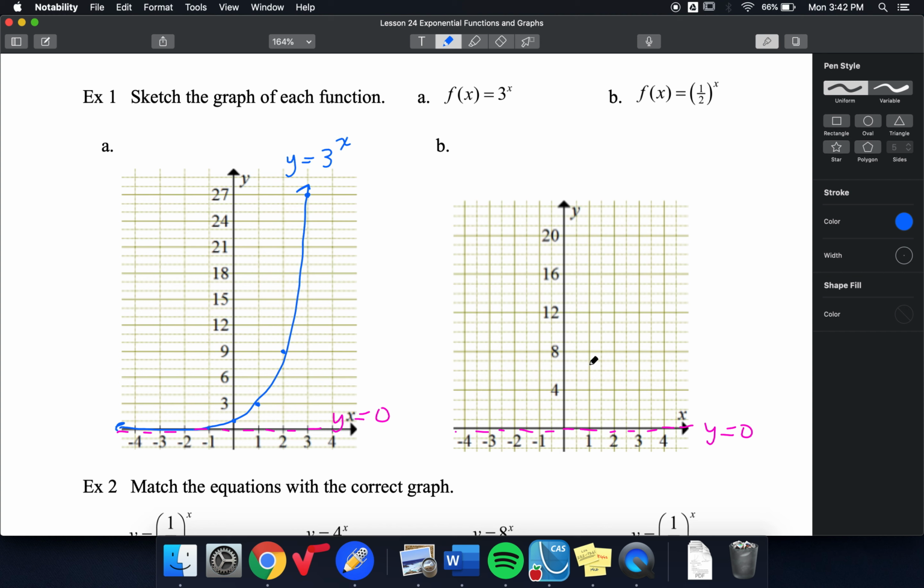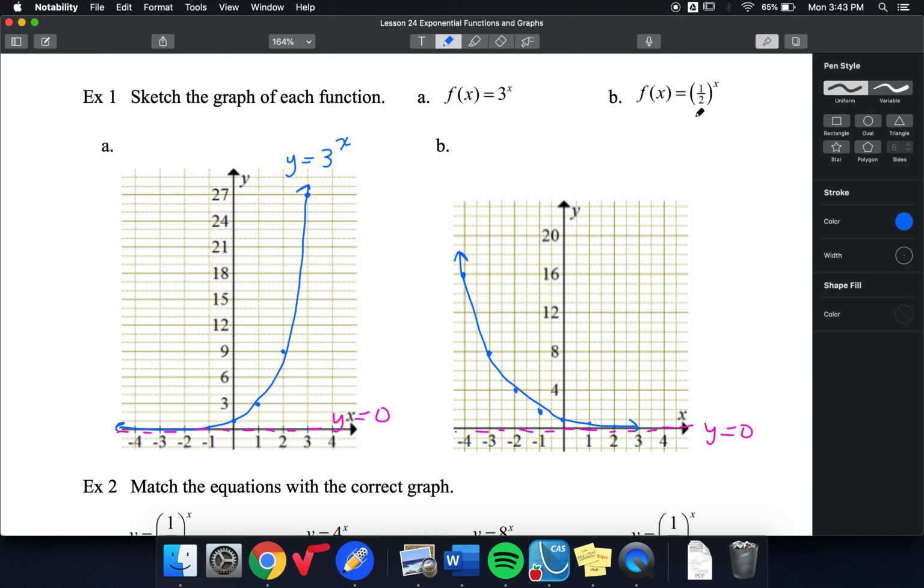On this side, I have (1/2) to the x. Again, I have (0, 1). If x is 1, I'm going to have a half. If x is 2, I've got a fourth. So already getting really small. If x is negative 1, 1/2 to the negative 1 is the same as 2 to the first power, so that's 2. Negative 2 is going to give me 4. Negative 3 will give me 8. And negative 4 is going to give me 16. So I can see that with this one, the change is not as dramatic as when the base was 3.